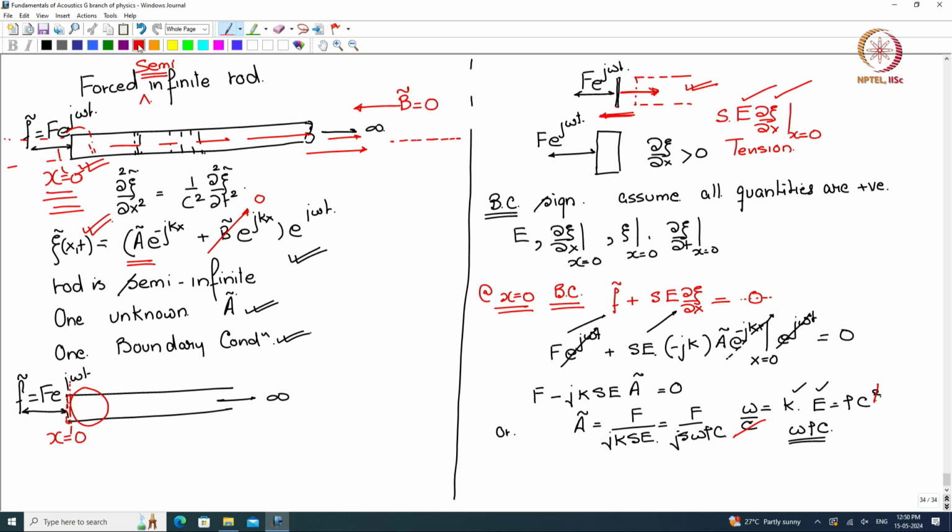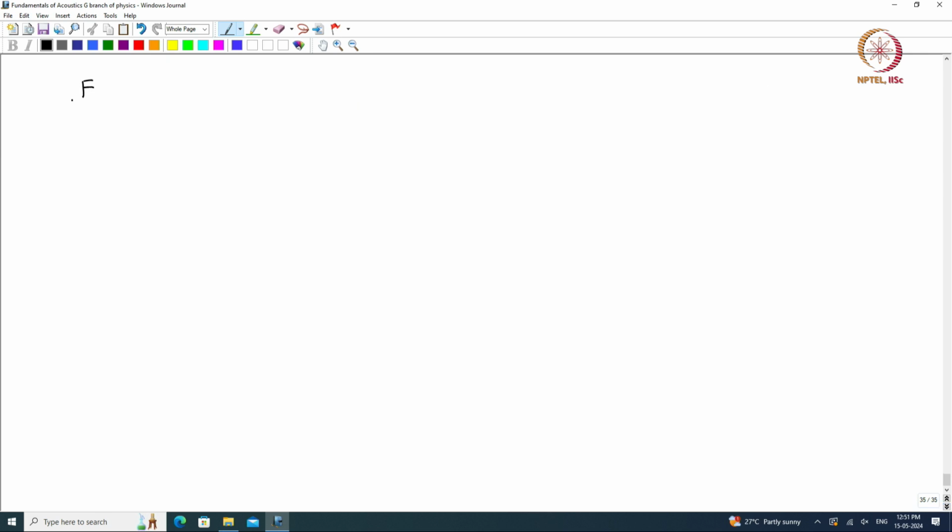There was one unknown to be found, we used one boundary condition and we have found a. So the answer is xi tilde of x comma t is equal to F by j S omega rho c, e to the power j omega t minus j k x. That is the answer. So F by j S omega rho c, let me remember that, that is my a tilde. Or let us say that is the full solution.